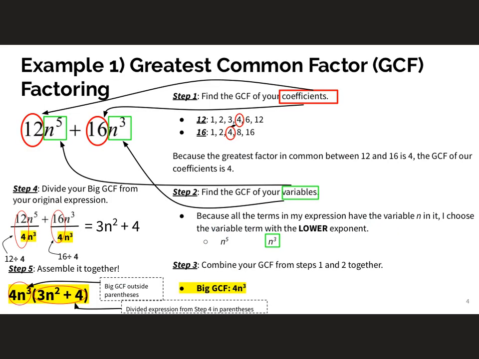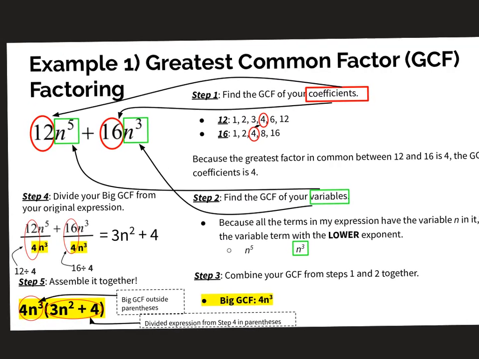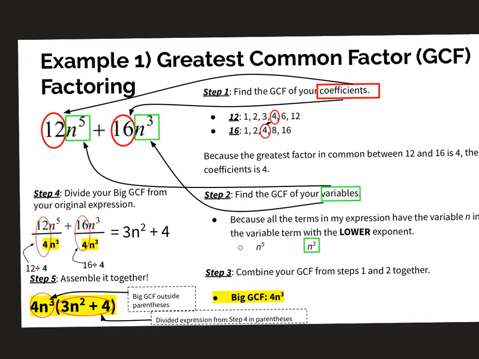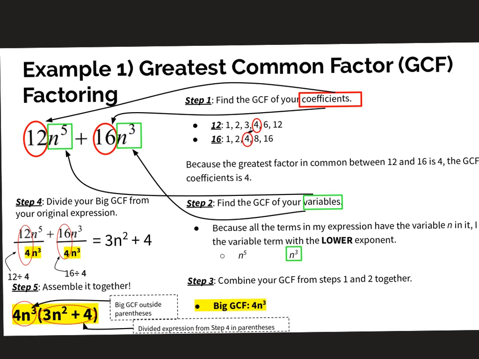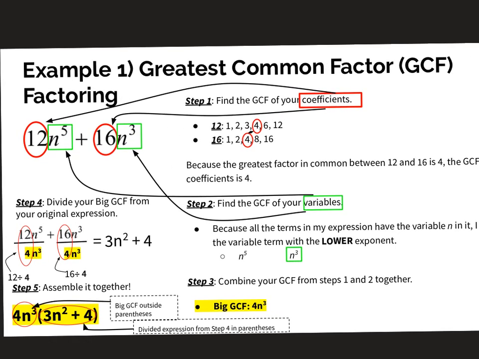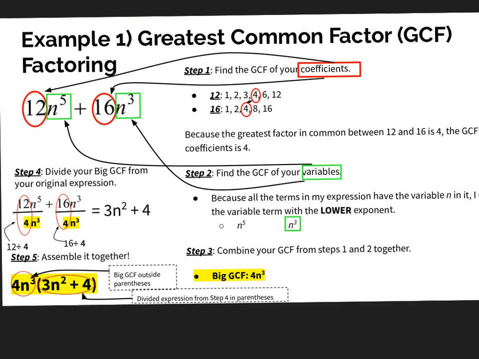All right, so let's go through some examples, right? Over here, I tried to label it. It might look a little bit chaotic, so I just want to walk through it with you, okay? So when we're talking about greatest common factor factoring, we want to first find out what our greatest common factor is, right? And the easiest way for us to find out our greatest common factor is to break it down, right?